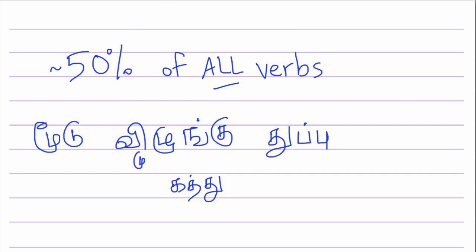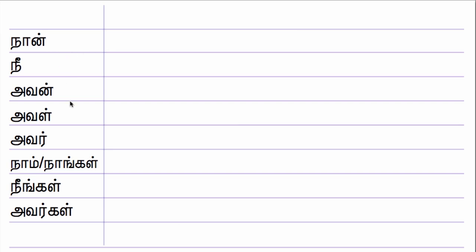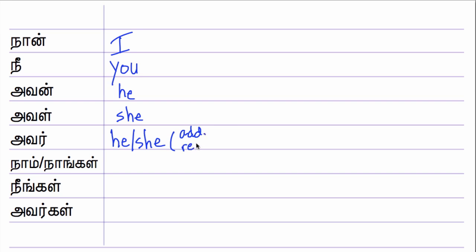All right, so let's see exactly how this is conjugated. We're going to start with these pronouns here on the left side, and the reason is that each pronoun conjugates the verb differently in the past tense. So let's do a quick review of what these pronouns mean. Nan means I. It's a direct equivalent to English. Nee is you. Avan, he. Aval, she. Avar, this single person, either a he or a she. And when you use this word, avar, you're implying that you're giving some additional respect to that person.